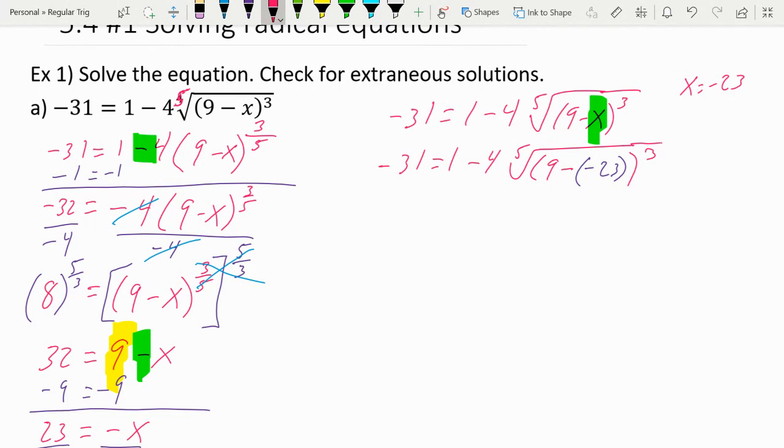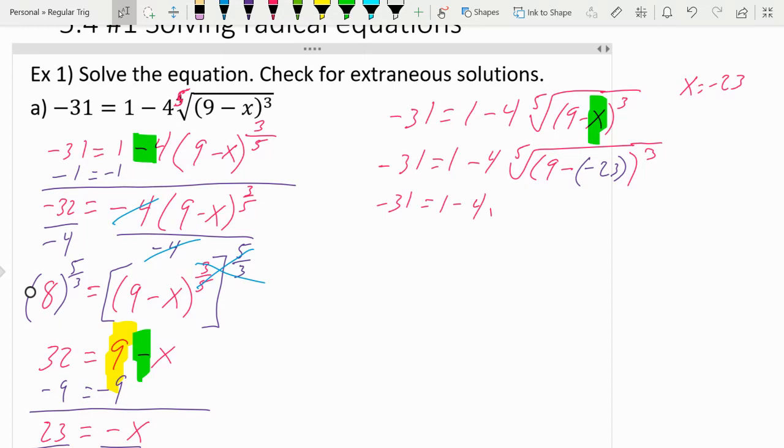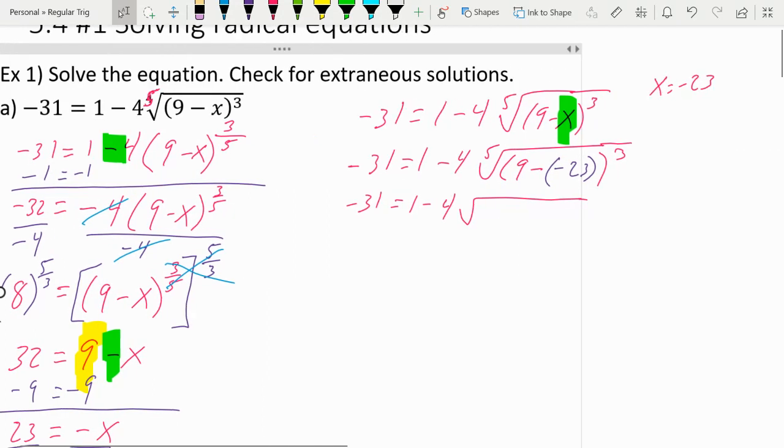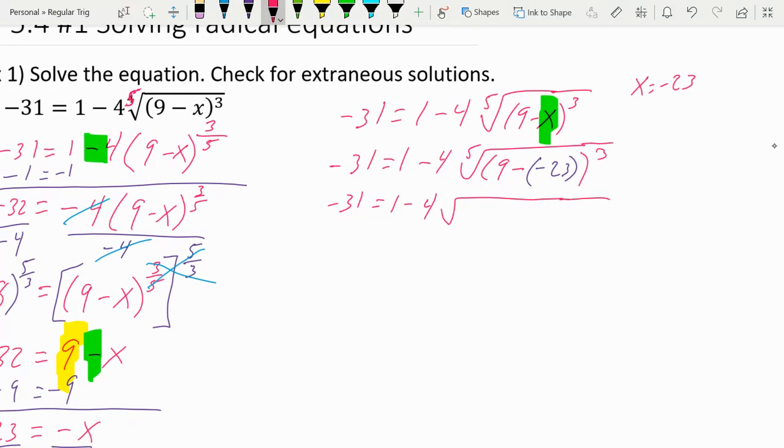And honestly, this is just calculator work, okay? But I want to make sure that you guys, as you're doing this on your calculator, because I'm going to show almost every single step, I'm hoping that you feel comfortable doing this. So the fifth root of, well, what do we end up with here? Those two negatives become positive. This ends up being 9 plus 23 raised to the third power.